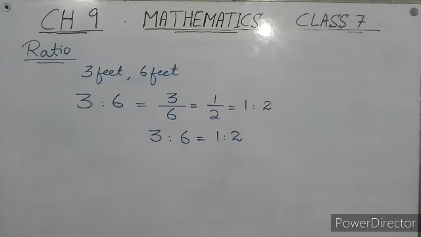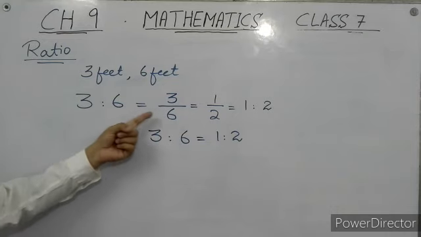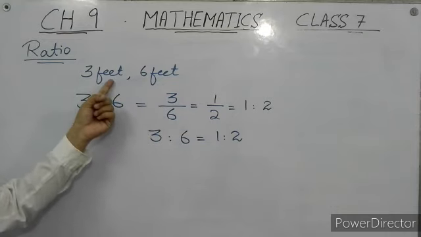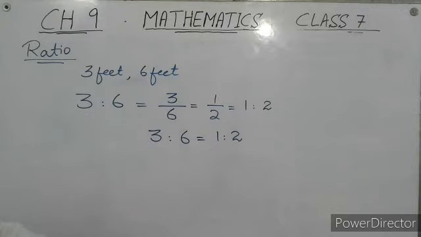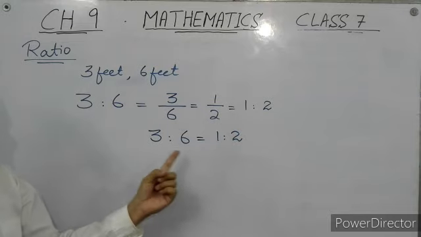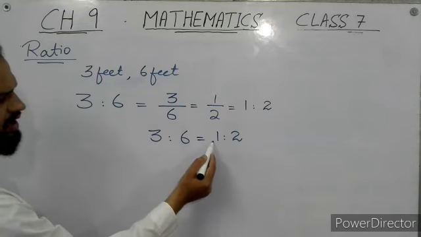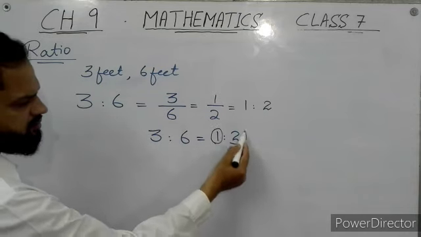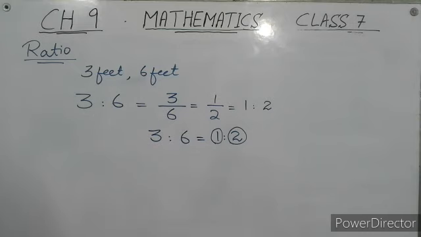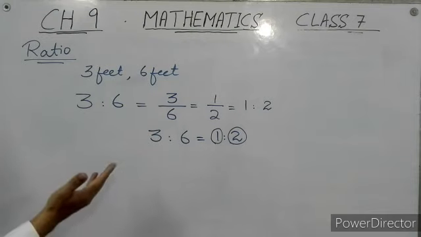Ratio has no unit because ratio can be written in fractional form and feet will be cancelled out with feet. 1:2 is the simplified form of 3:6 because in simplification of a ratio, parts of the ratio must be integers. Integers are 0, 1, 2, 3, and so on, -1, -2, -3, and so on. So 1 and 2 are integers.